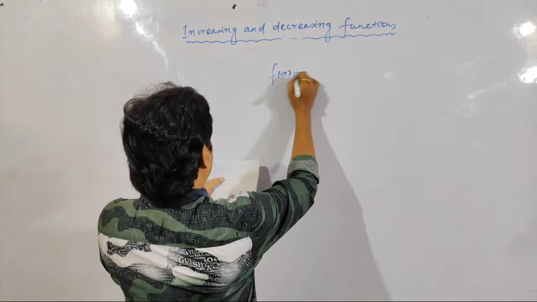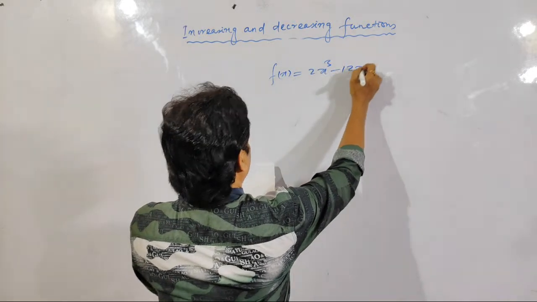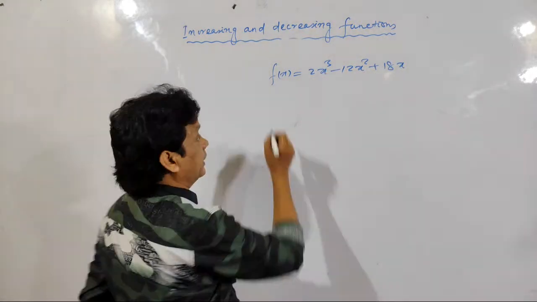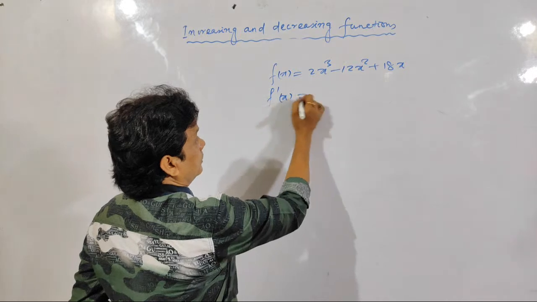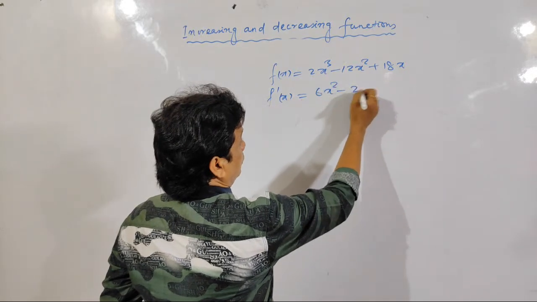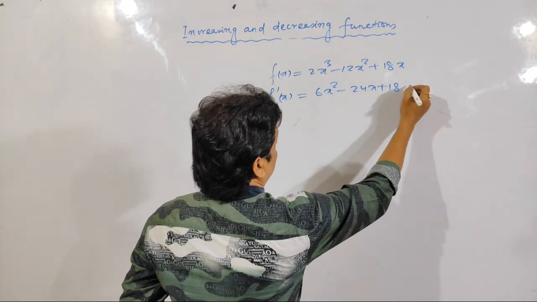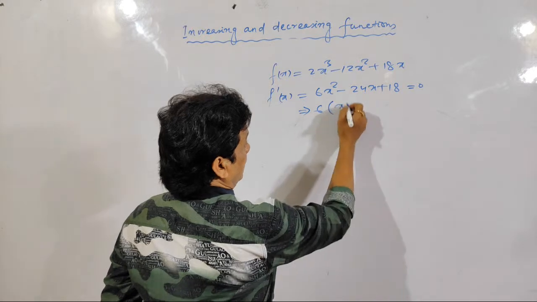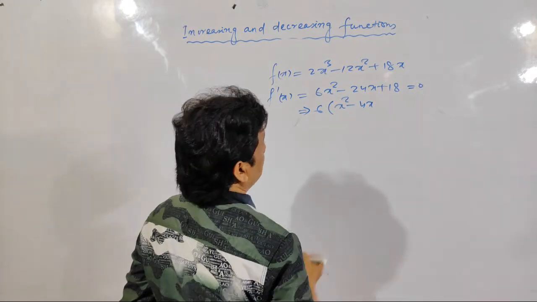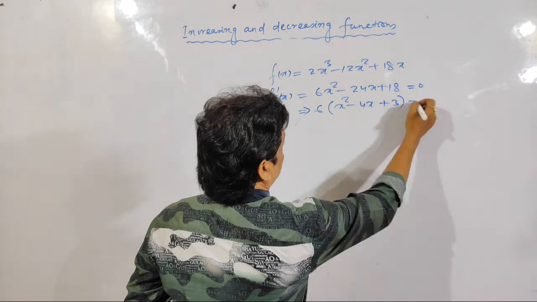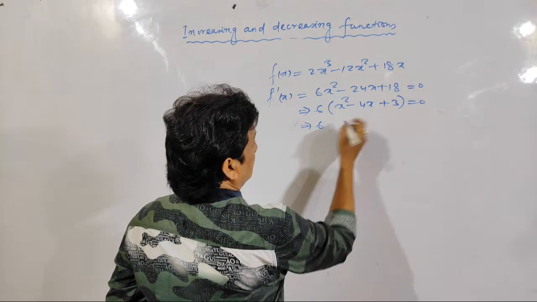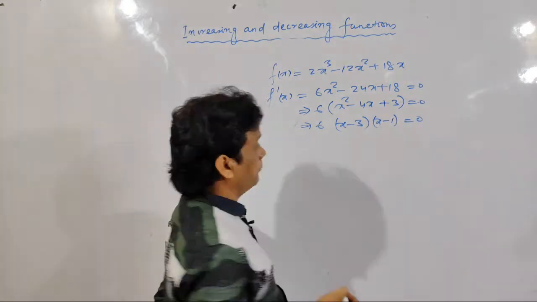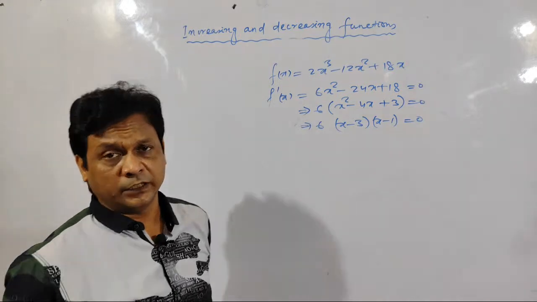f of x is equal to 2x cube minus 12x square plus 18x. See, this is a third degree equation I am taking. f dash x equal to how much? 6x square minus 24x plus 18. So I have told you, take it as equal to 0. Then take 6 common. It will be x square minus 4x plus 3 equal to 0. So this one is 6, x minus 3, x minus 1 equal to 0. I am doing the factorization directly.